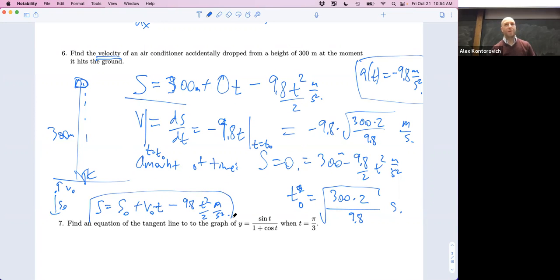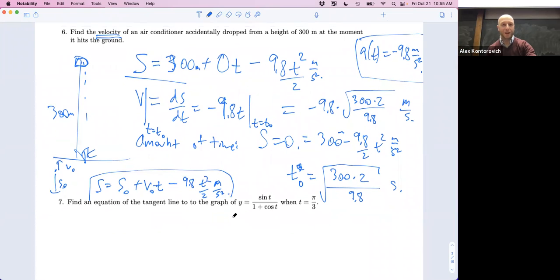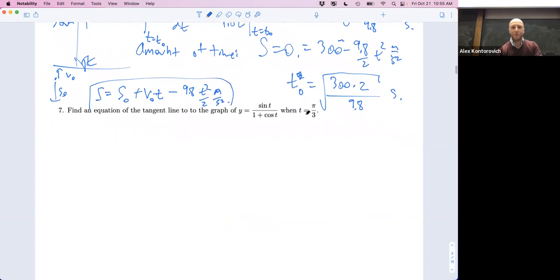We had some problems about free fall. Okay. Any questions on number 6? Let's go. Find an equation for a tangent line to this graph when t is equal to that.